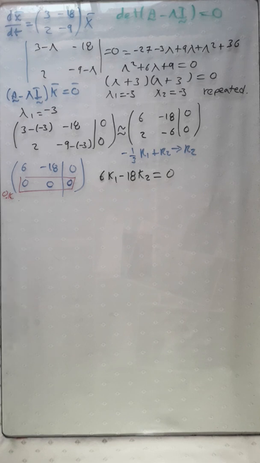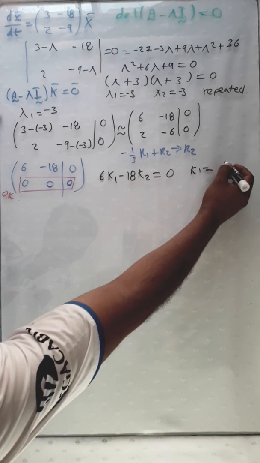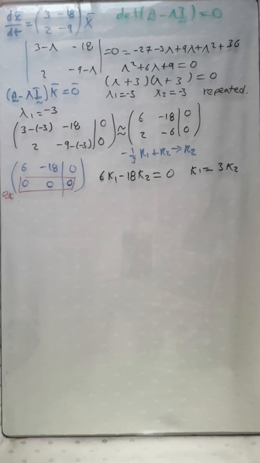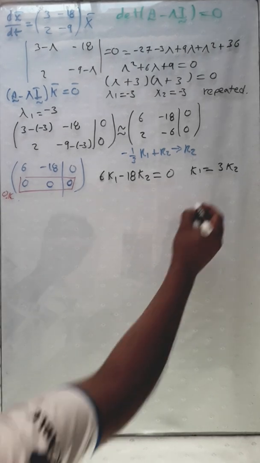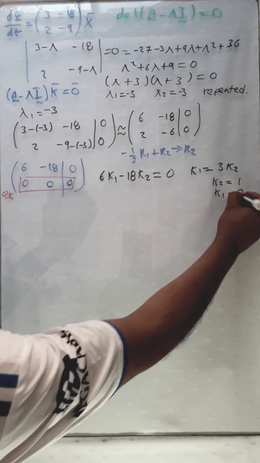Let's solve for k1 or k2, whatever is easier. I'm going to solve for k1. So this goes to the other side, 18 over 6, k1 equals 3k2. Okay, so I'm going to choose a value of k2. I'm going to choose an easy value. k2 is equal to 1. So k1 is equal to 3.